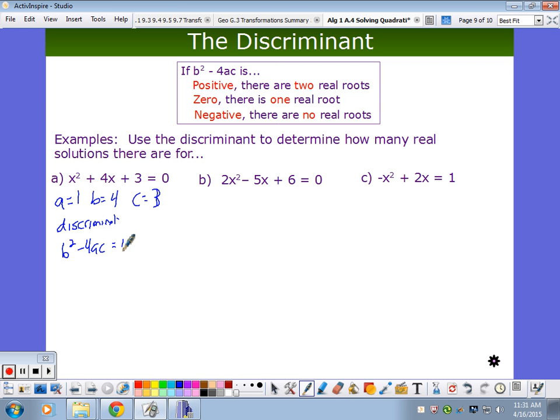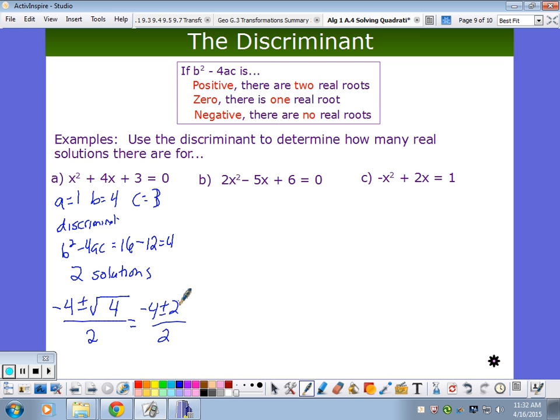So 4 squared minus 4 times 1 times 3. Getting a positive number. How many real solutions are there to this equation? Now, if you want to find them, well, that's something else, right? So negative b, negative 4, plus or minus, I already did this hard work, over 2a. So that's negative 4 plus or minus 2 over 2. This is 2 numbers, right?